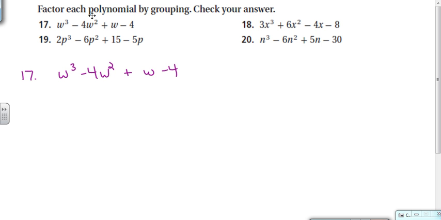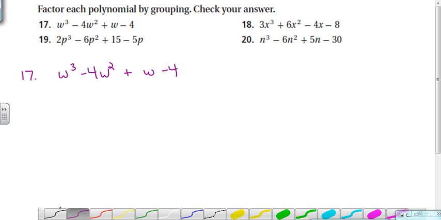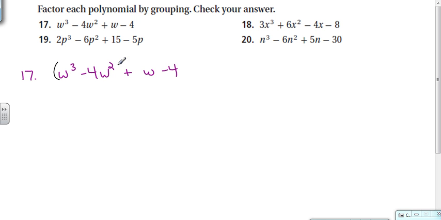Number 17, you have to factor each polynomial by grouping. Check your answer. The key to grouping is you have to have 1, 2, 3, 4 terms. So the minute you see 4 terms, then you can say, okay, I'm going to group. So you can group the first two, you group the last two. Always make sure to group with a plus sign in the middle. Don't group it with a minus sign or you're going to mess up your signs.